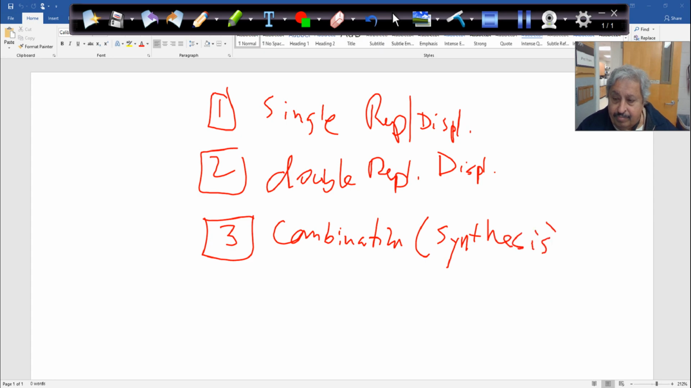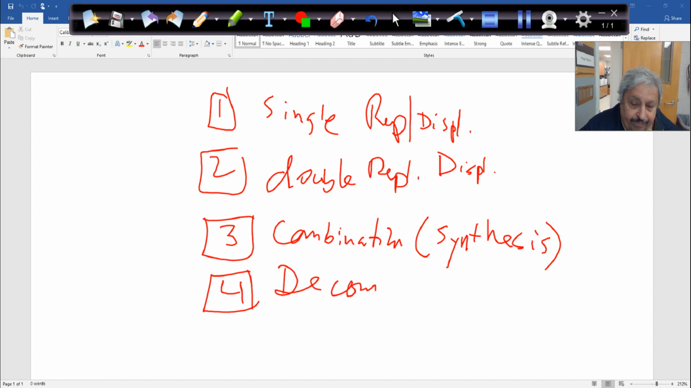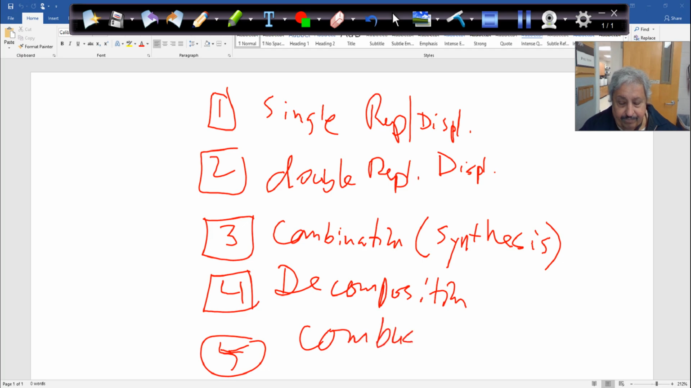If I can combine, I can decompose, correct? Decomposition. Then number 5: combustion, a reaction with pure oxygen.